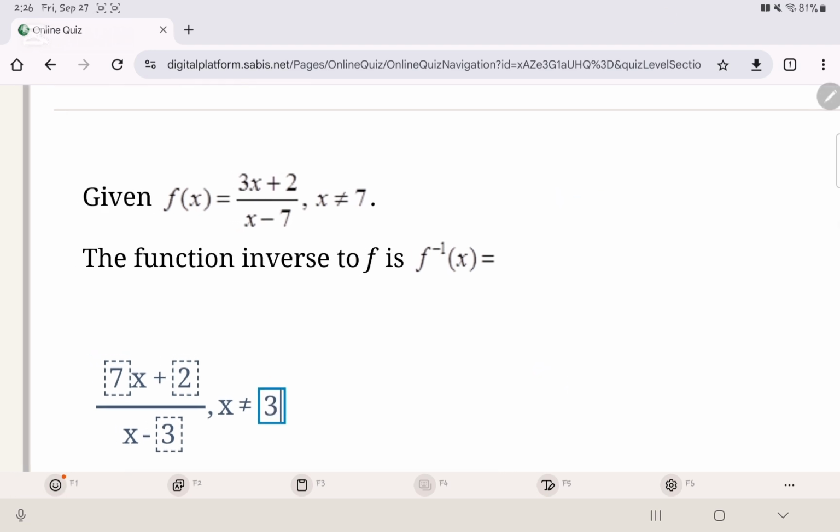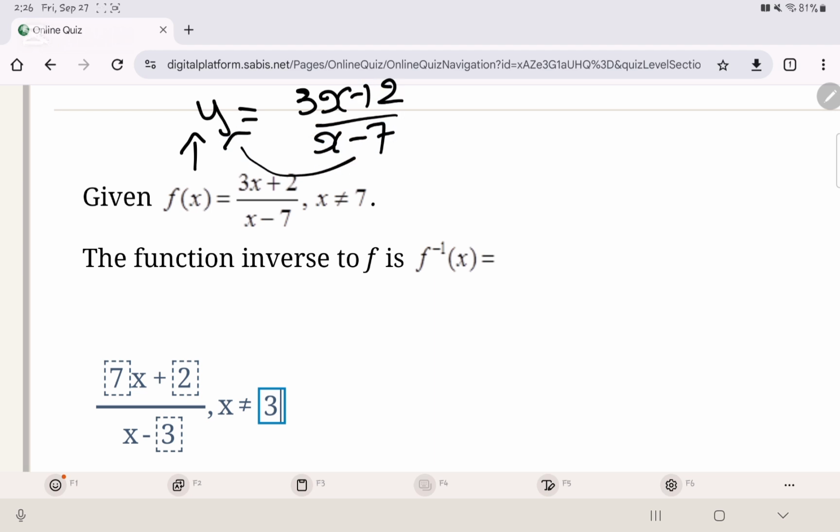Now, okay, let's do it the practical way. We said first we're going to change f(x) into y. So y is equal to 3x plus 2 over x minus 7. We're going to move x minus 7 to the other side. And then we're going to multiply. It's going to be xy minus 7y is equal to 3x plus 2.